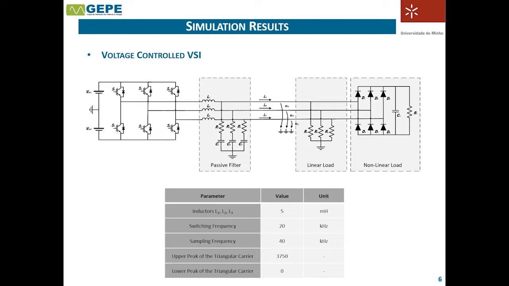A passive filter is also used at the output of the converter, consisting of a 5 millihenry coil, a 30 microfarad capacitor, and a 2.2 ohm resistor. The rest of the parameters used in simulation are shown in the table.